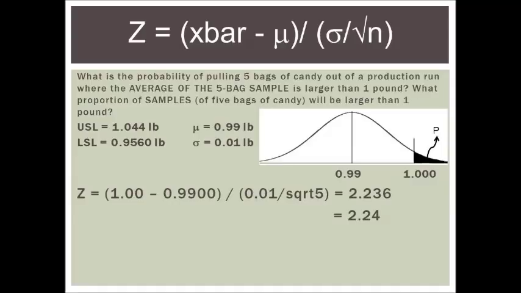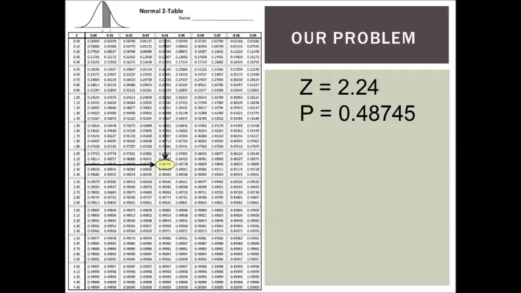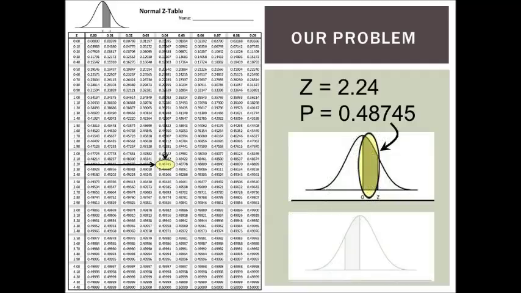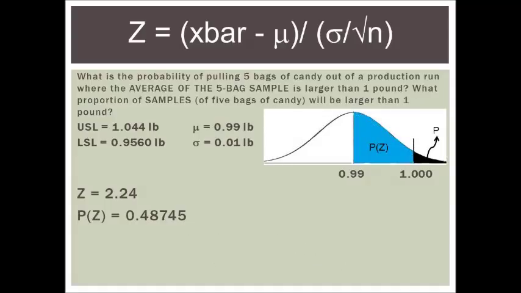All right, now look it up in our z table. You should have found the probability to be 0.48745. So what portion of the normal curve is represented by the probability 0.48745? It is the portion shaded at the top of our z-table to the right of our mean. So you shade this now in our normal curve. So the probability 0.48745 represents this blue shaded region of our normal curve.